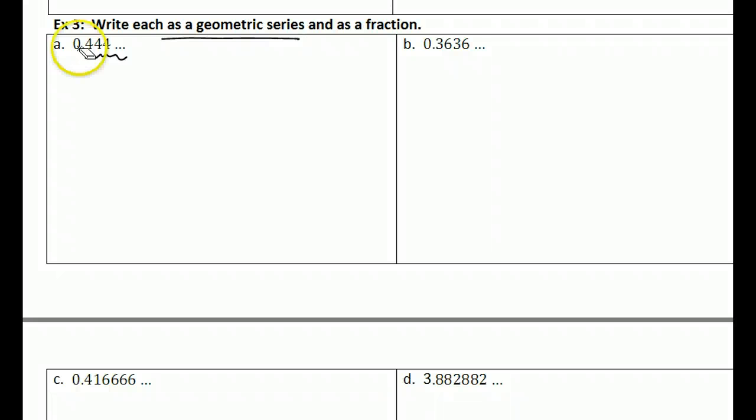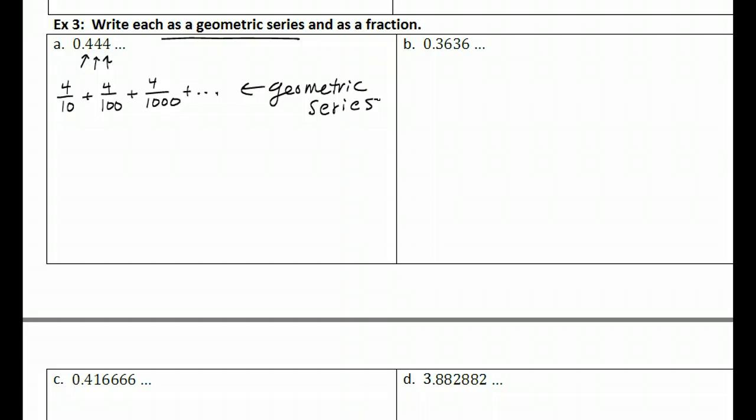So I want to just remind you that if I look at a decimal like this, the first number is in the tenths place, the second number is in the hundredths place, the third number is in the thousandths place, and so on. And so if I split these up, I could actually write this as 4 tenths, because it's a 4 in the tenths place, plus 4 hundredths, because it's a 4 in the hundredths place, plus 4 thousandths, because it's a 4 in the thousandths place, and so on. And that is my geometric series. So I just completed the first part of the question right there.